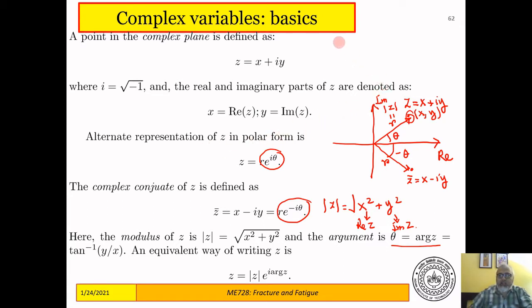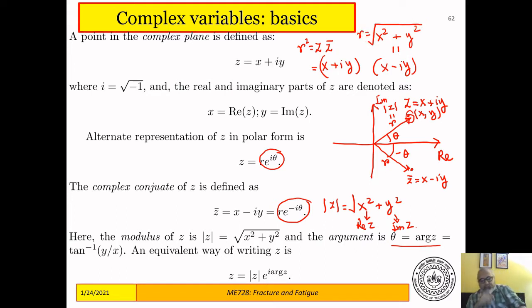Then r square is equal to z times z bar, because that is x plus iy into x minus iy, which gives you x square, minus i square y square. But i square is minus 1, so x square plus y square. So the root of that is equal to r. This is also something that you must be aware of already.